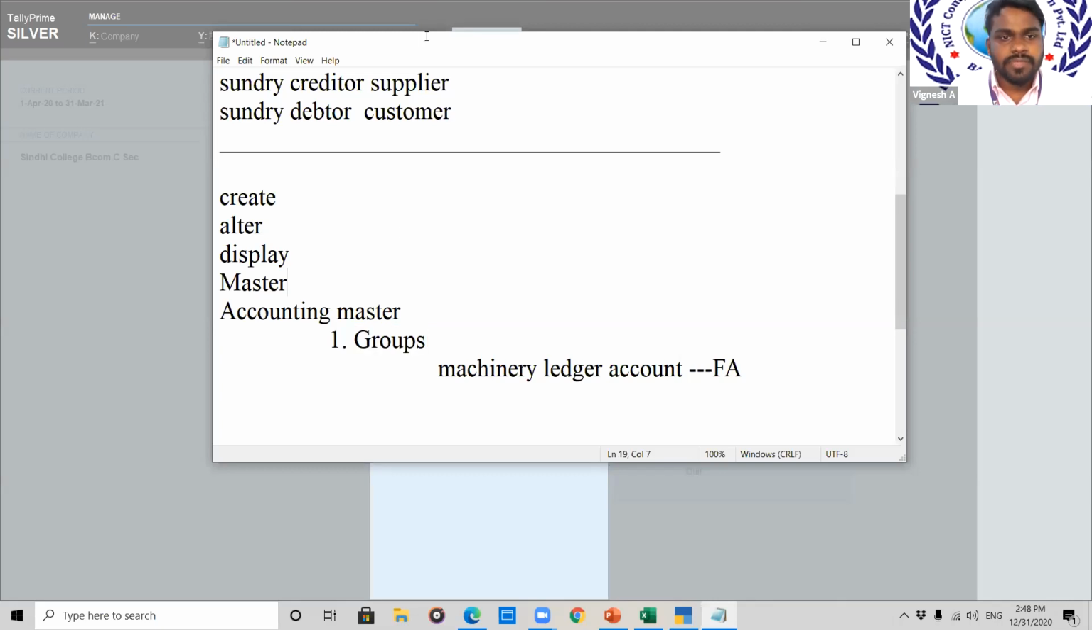You asked me about sundry. Sundry is just a word for the accounting terms we use. It is given to the people to whom I have to pay money. It is just a term we use: sundry creditors and sundry debtors, given to your suppliers and your customers. Here, machinery is to be grouped under fixed assets.